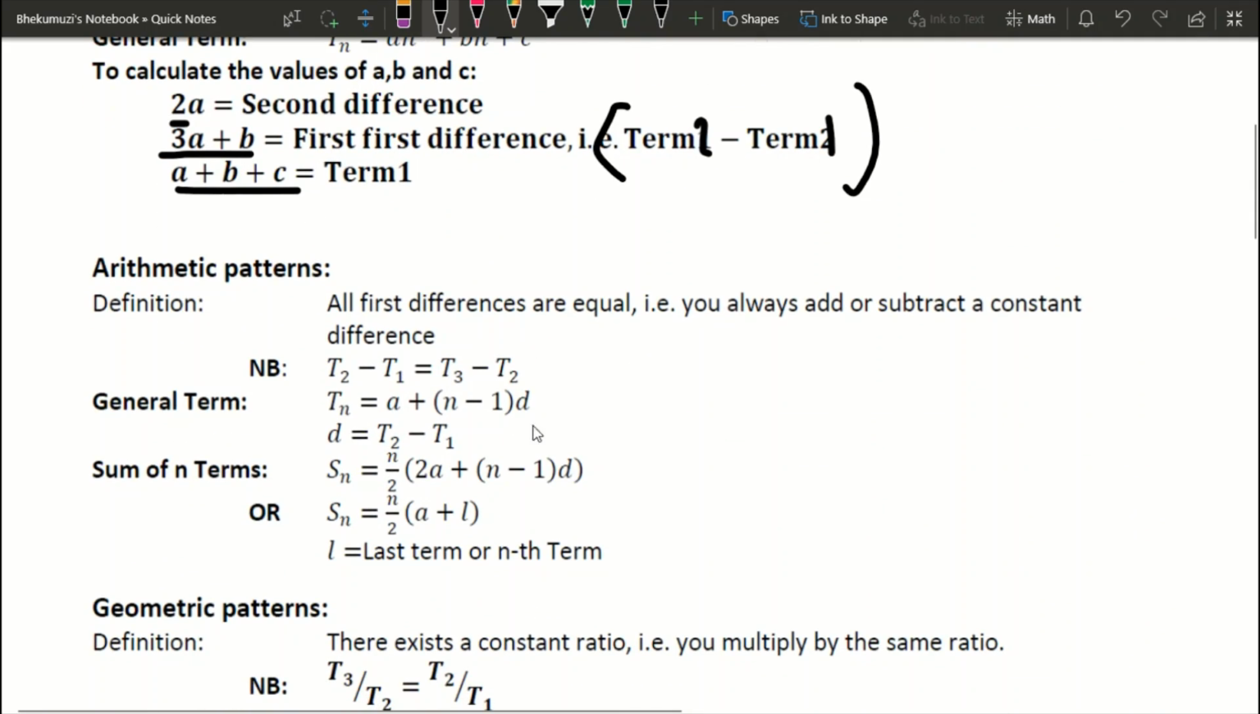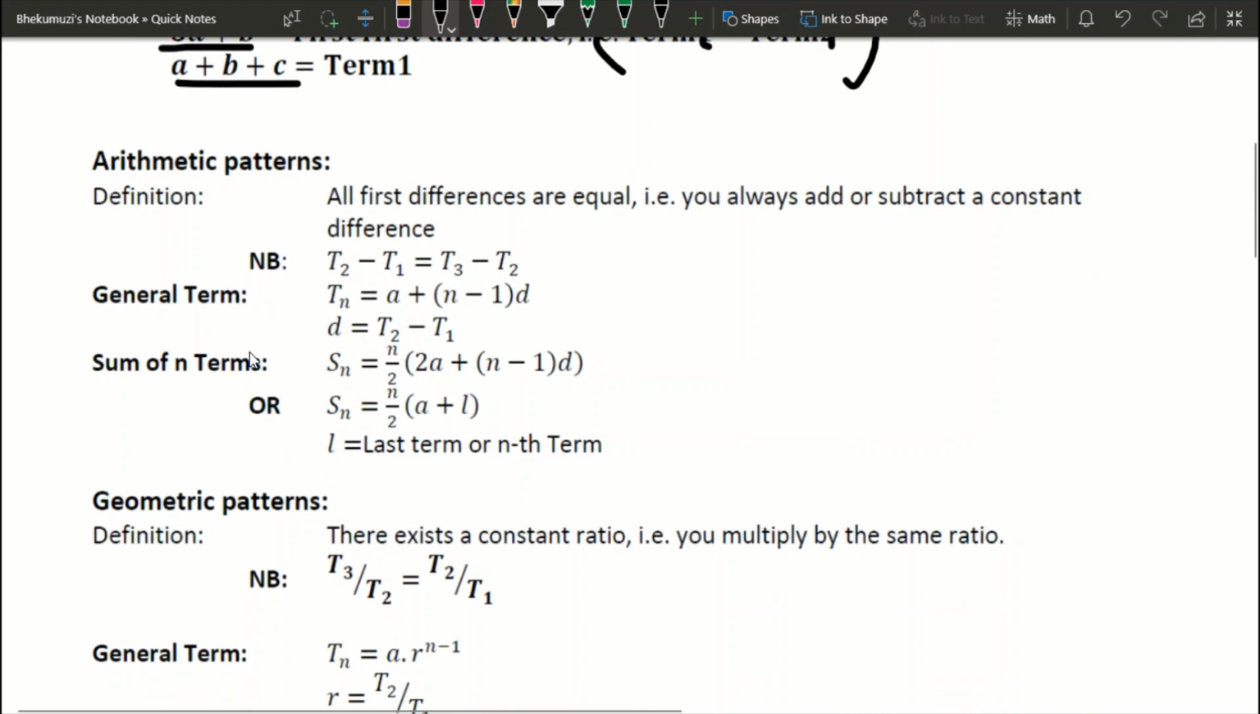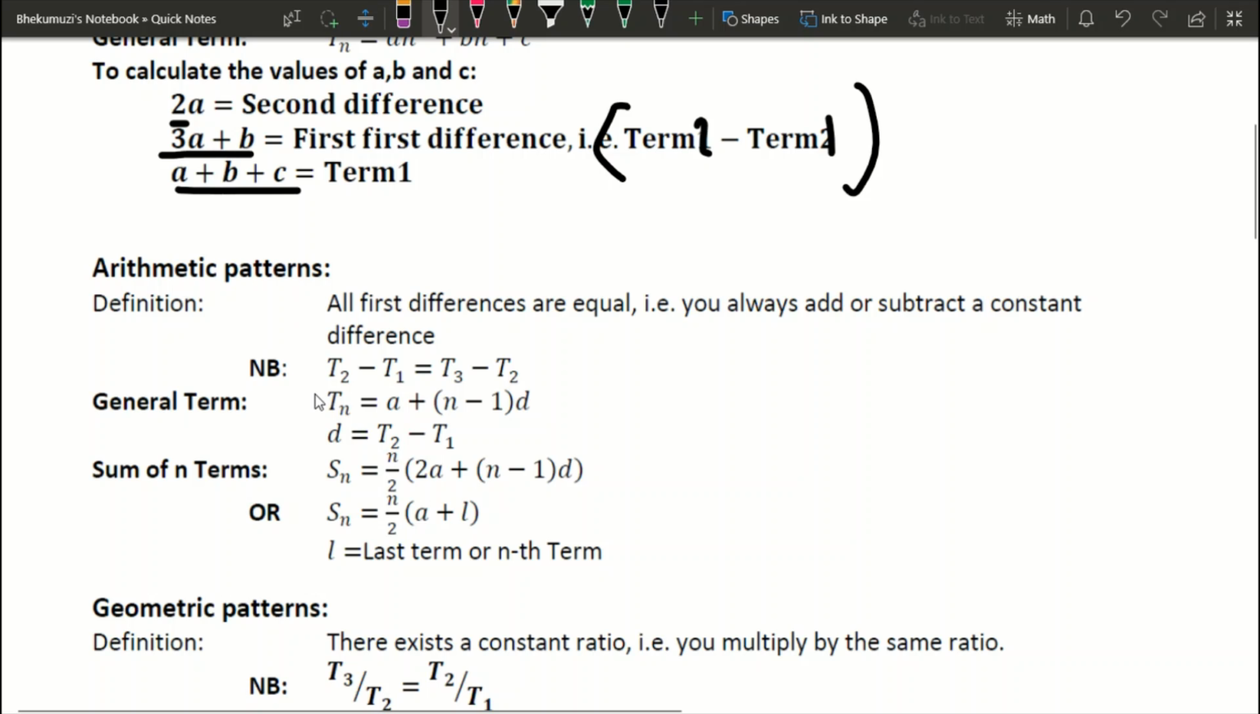Okay, and then we look at generally what we talk about, the arithmetic patterns, right? Now these ones are quite important because they come up a lot in mathematics in general, and they are just standard. And I mean, there are other terms that we call arithmetic patterns. For instance, we can call it a linear pattern, and so on and so forth, right? Now, a definition for it is that all first differences are equal. You always add or subtract a constant difference.